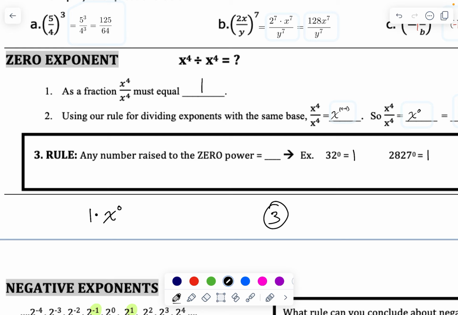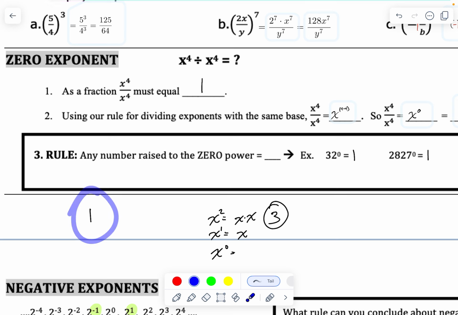And we might say, if I have x squared, I write x times x. If I have x to the 1st, I write x once. And if I have x to the 0, I don't write x at all. It's like it doesn't exist. But what am I left with? Well, that 1 that we were multiplying by is still there.